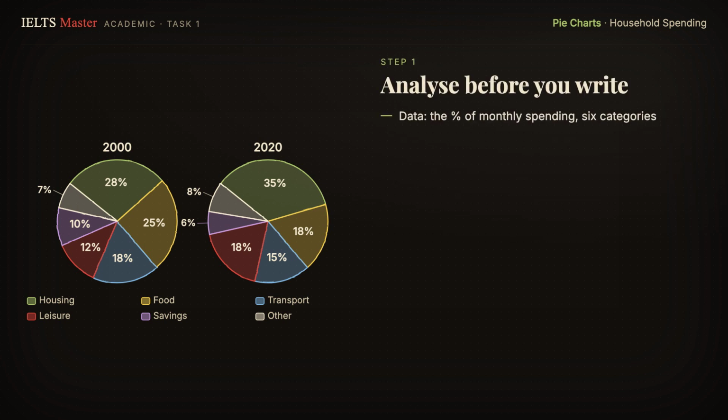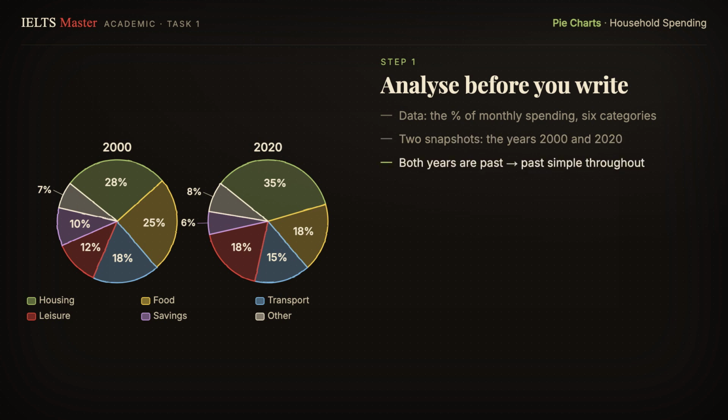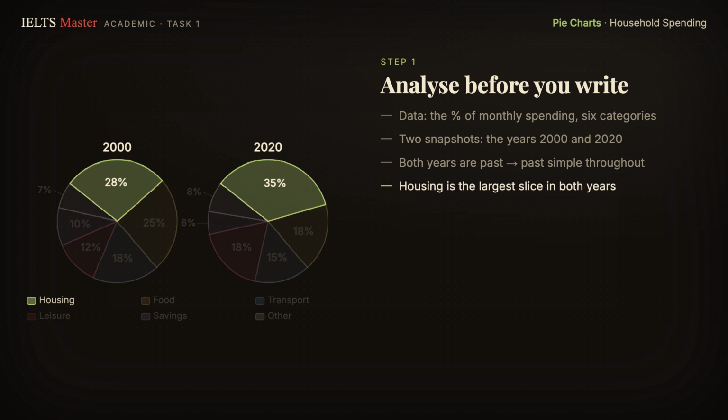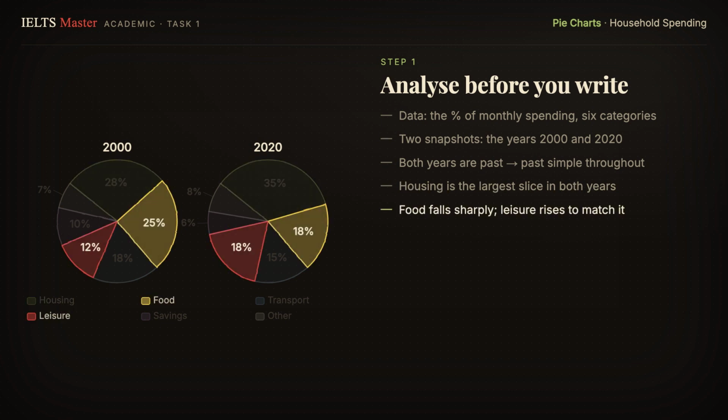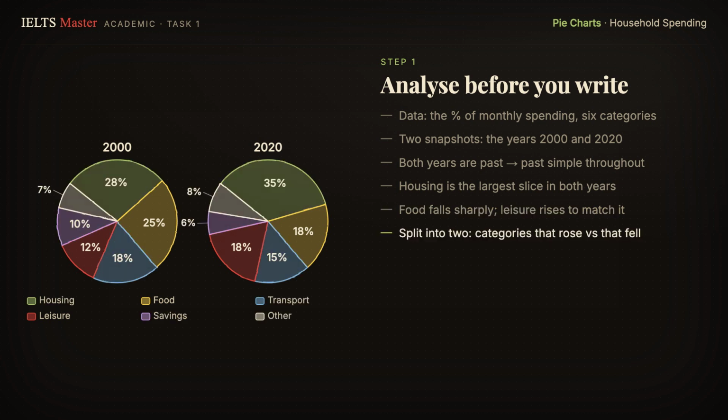Analyze before you write. The data is the percentage of monthly spending across 6 categories. We've got 2 snapshots, the year 2000 and the year 2020, and both are in the past, so we'll write in the past simple. Now the big picture. Housing is the largest slice in both years, and it grows. Food drops sharply. Leisure rises, in fact it climbs to match food by 2020. So once again we can split the data in 2, the categories that went up and the categories that came down.